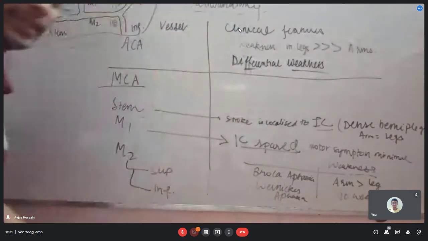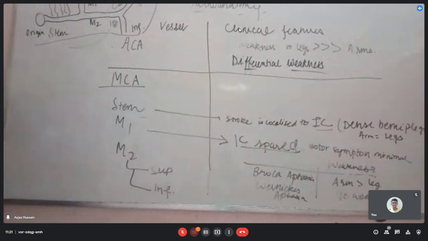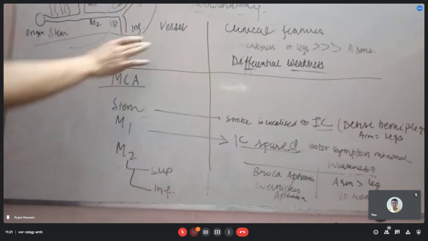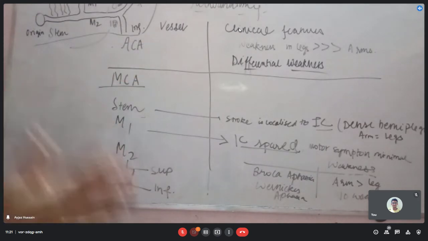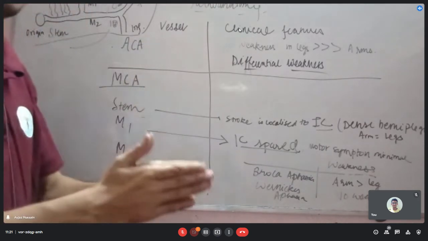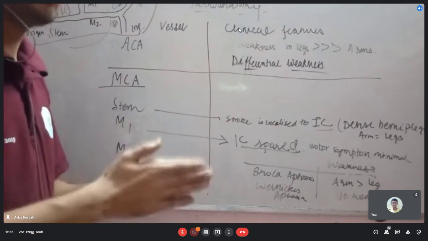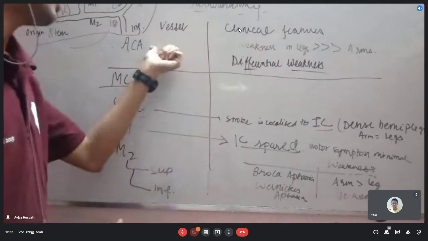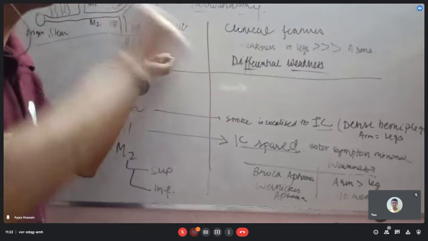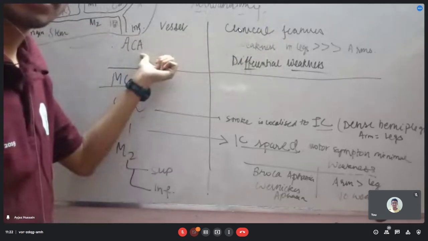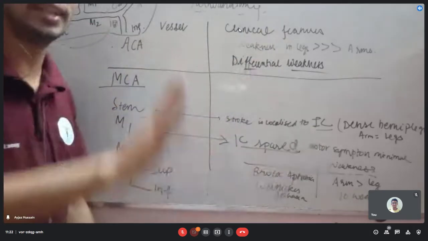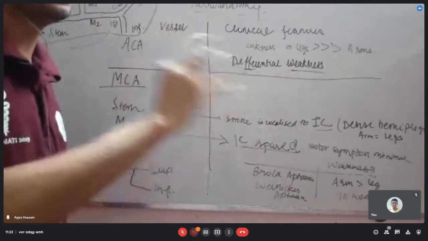Okay, we'll take it again slowly and we'll try to understand each and everything so far. Remember, if the ACA, the anterior cerebral artery, is involved, it predominantly supplies the medial surface of the brain. That means it predominantly supplies the legs. So if the ACA is gone, there will be weakness more in the legs than in the arms. So if you know that the patient has got more weakness in the legs than in the arms, then the ACA must have gone.